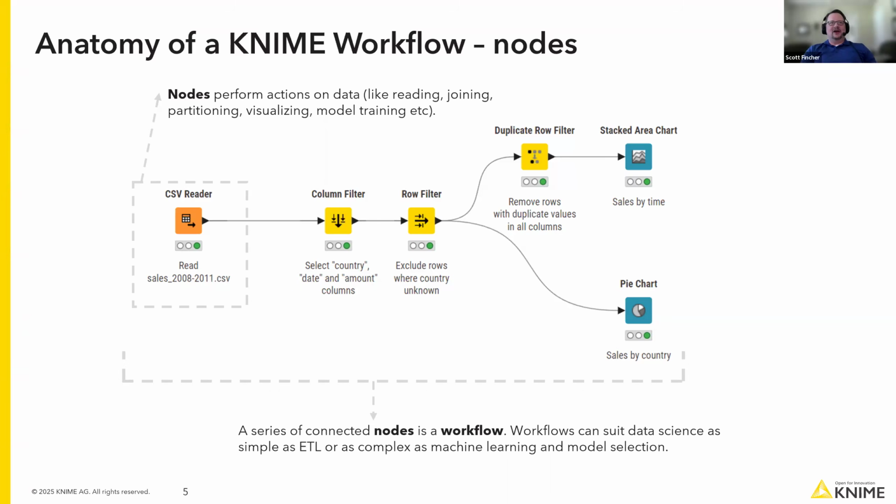It reads a CSV file, sends that data into these yellow nodes in the middle, which are transformation nodes to do some simple filtering and deduplication. And then over on the right-hand side, we have a couple of visualizations that we're building. All of these nodes connected together, we call a workflow, right?